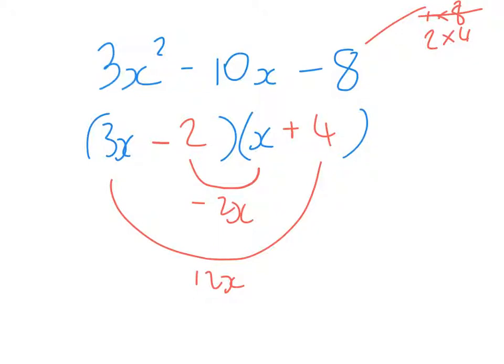So I'm going to keep the 2 and the 4 where they are, but I'm going to swap the signs. This will become a plus and this will become a minus. So now I have 2 times x, which is 2x. And 3x times minus 4, which is minus 12x. And 2x minus 12x is minus 10x, which is what we want. So our factors are right. And just to check, you can multiply this out and you get back to this answer.